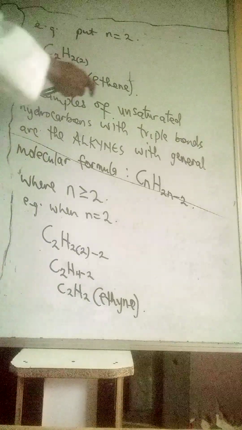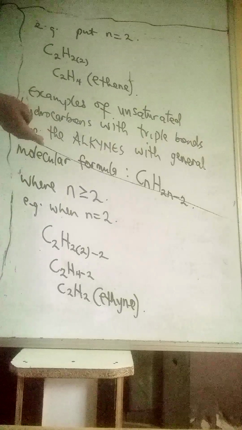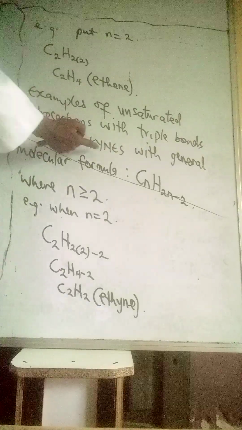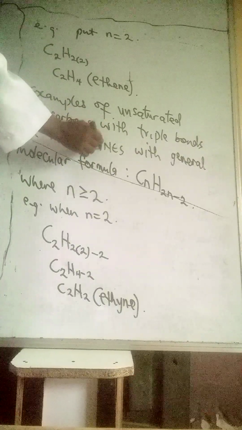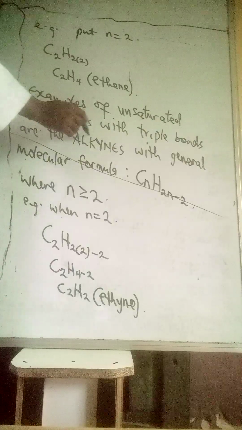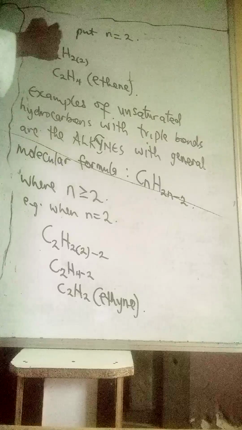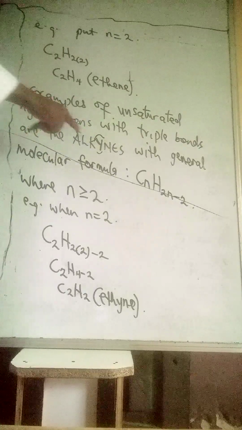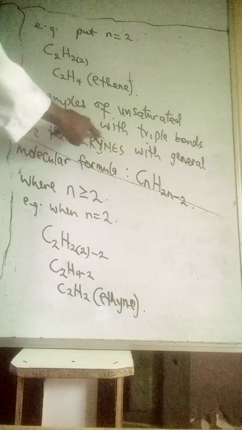Examples of unsaturated hydrocarbons with triple bonds between the carbon atoms are the alkynes. Alkynes. You can see that it is Y that is here. So if you notice, this is the letter that is changing in the three of them. The first one, alkane, A is here. Second one, alkene, E is here. Third one, alkyne, Y is here now.